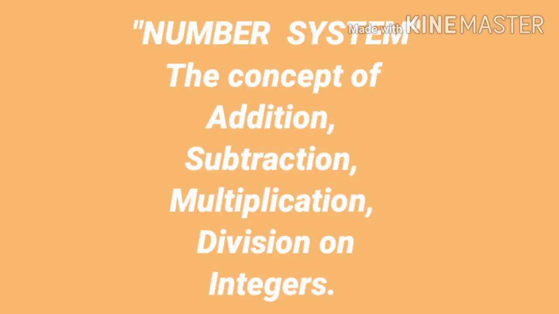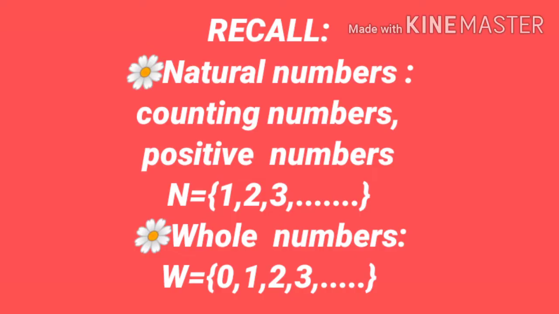Number system, which is the first unit of this term. Number system or a numeral system is the system of naming or representing numbers. Under this topic, we are going to see the concepts of addition, subtraction, multiplication, division on integers. Before going to that, let's recall the definitions of numbers.